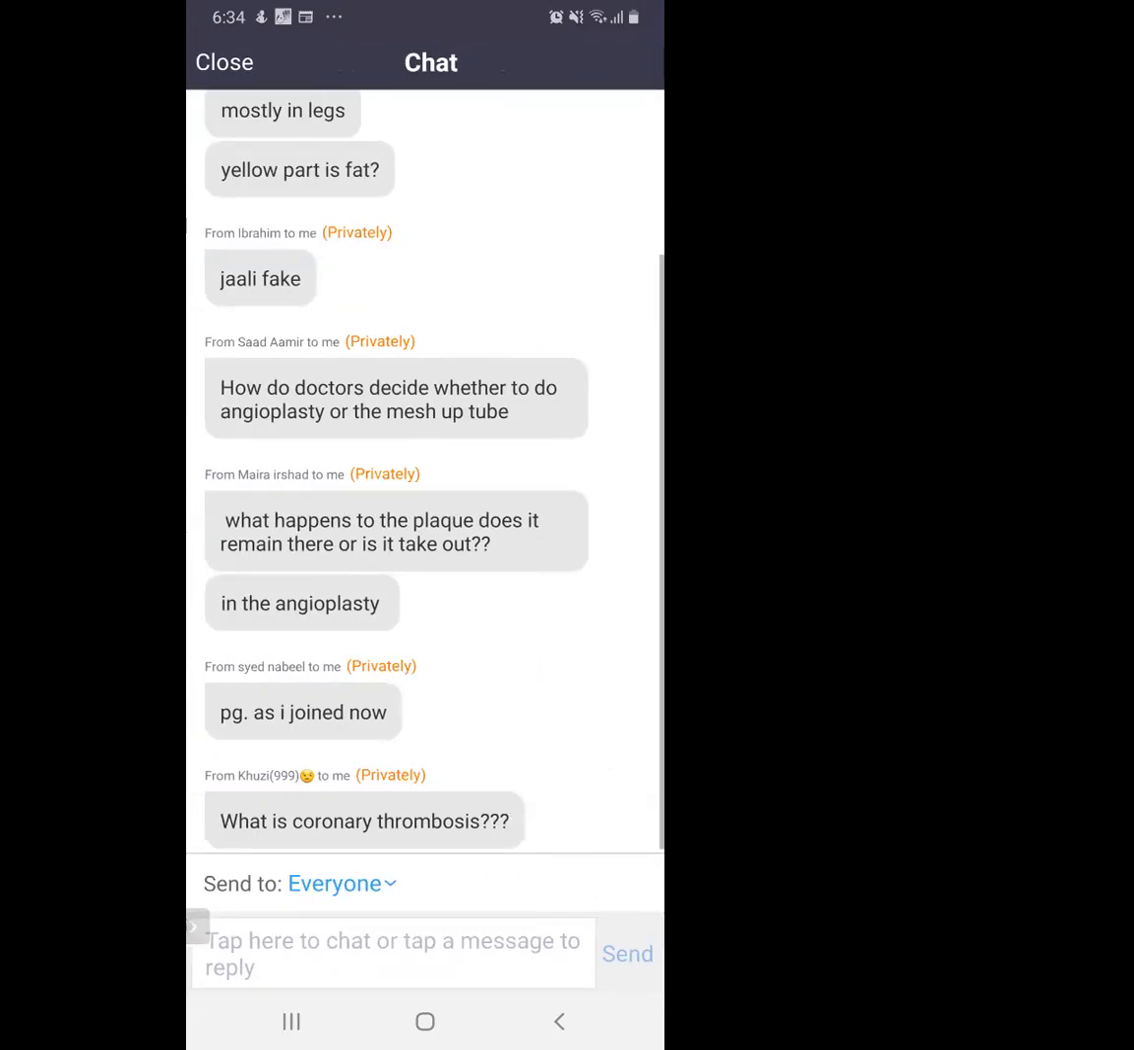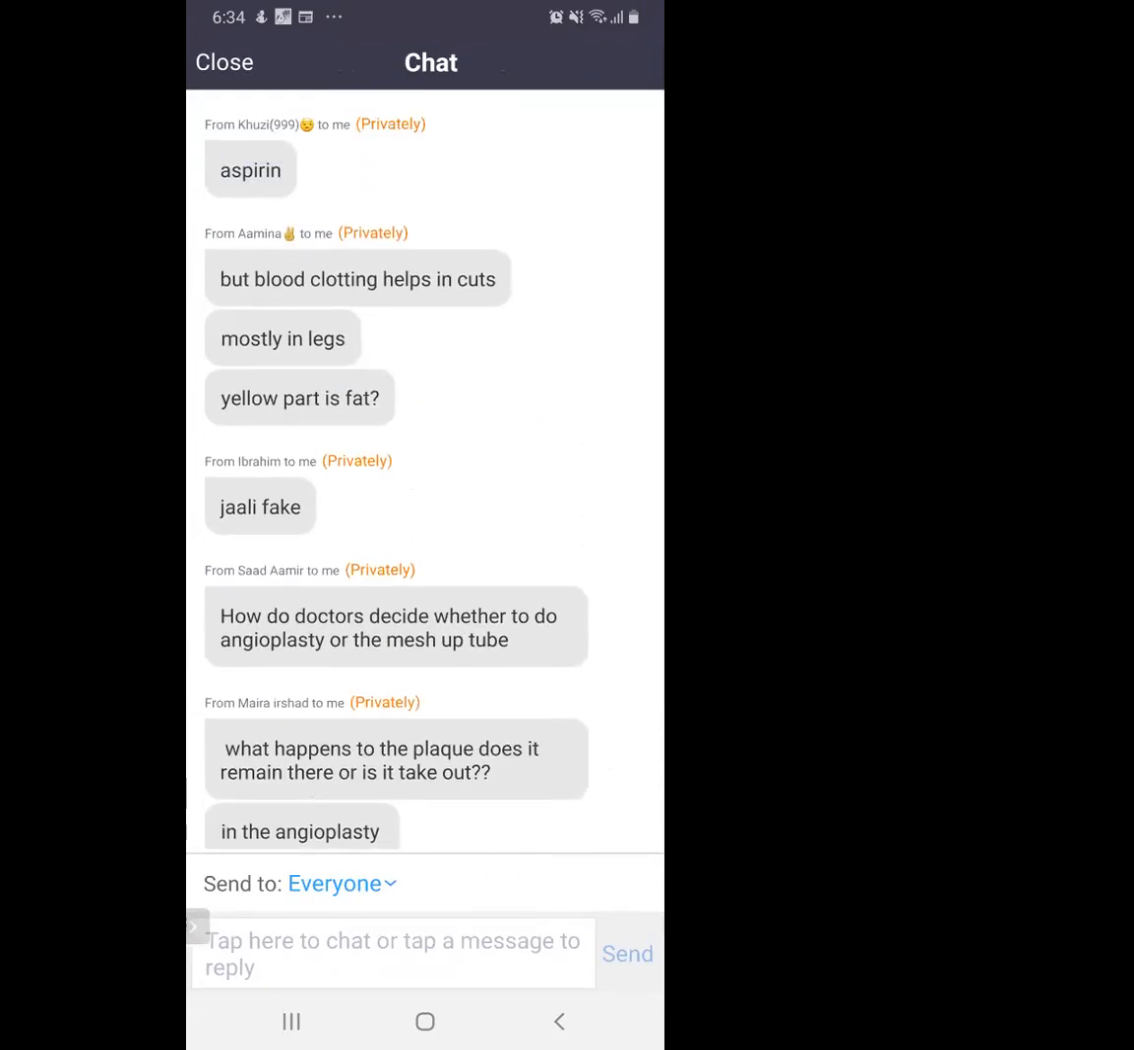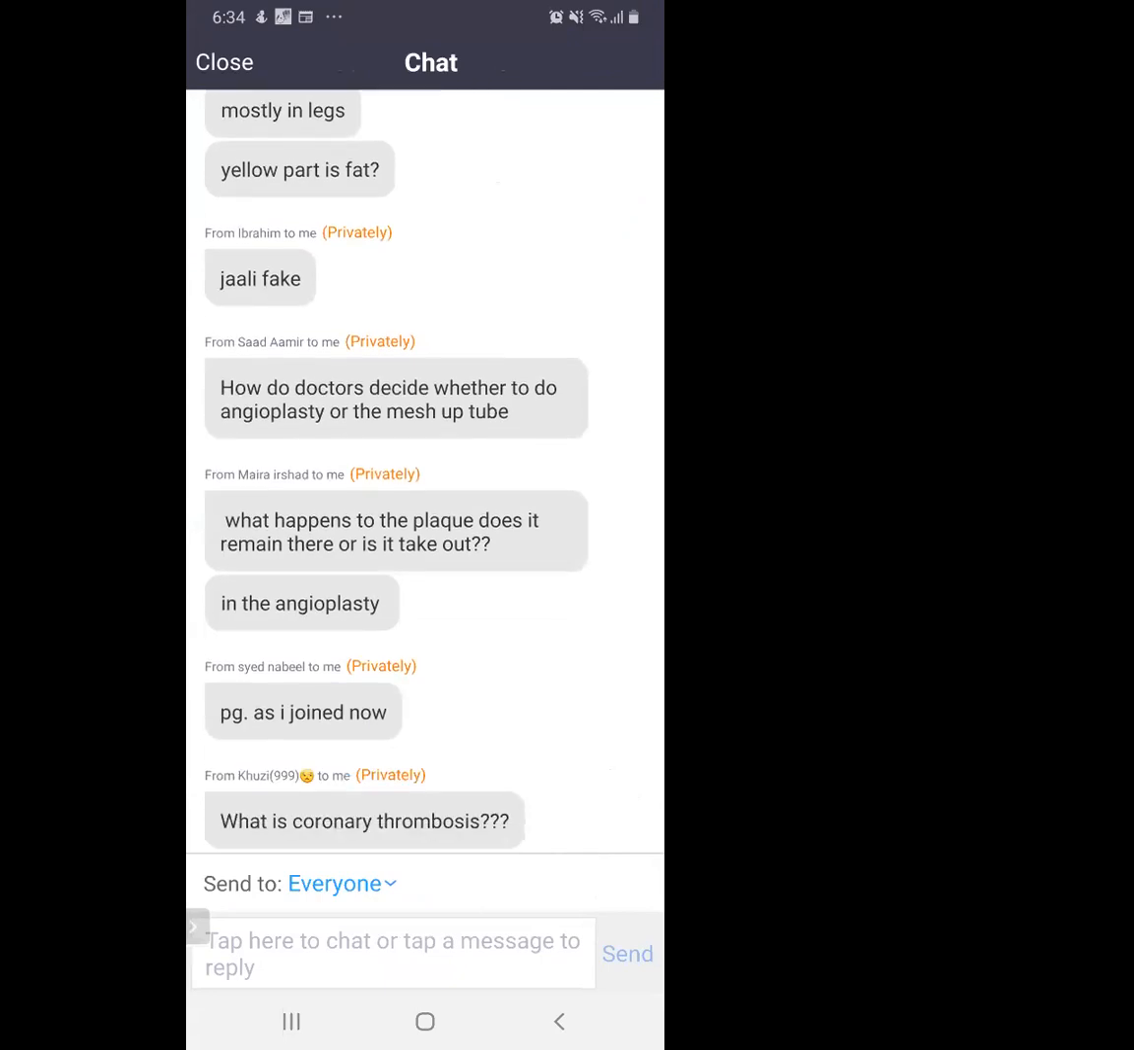Let me see. Yes, the yellow part is fat. Yes, blood clotting helps in cuts, that's right.